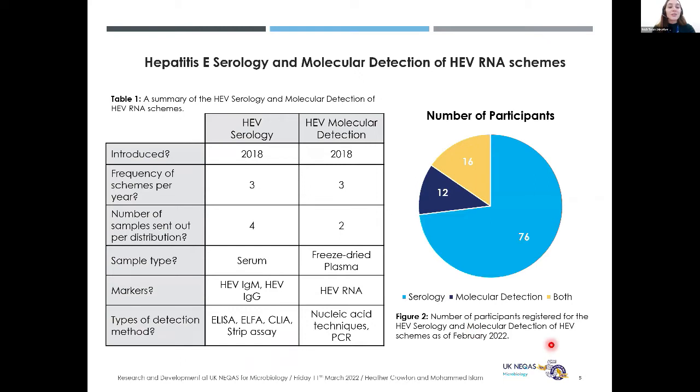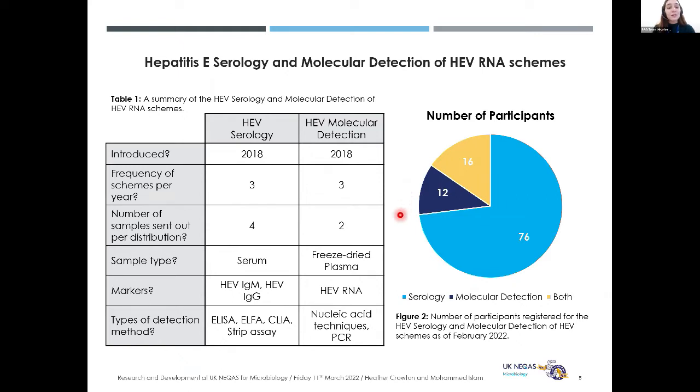So we had 2 schemes that captured the testing of hepatitis E, a serology scheme and a molecular detection scheme. So you can see here that table 1 summarises the serology and molecular detection schemes that we had. And you can see that there's some similarities in terms of they were both introduced in 2018, and there's both 3 distributions per financial year.